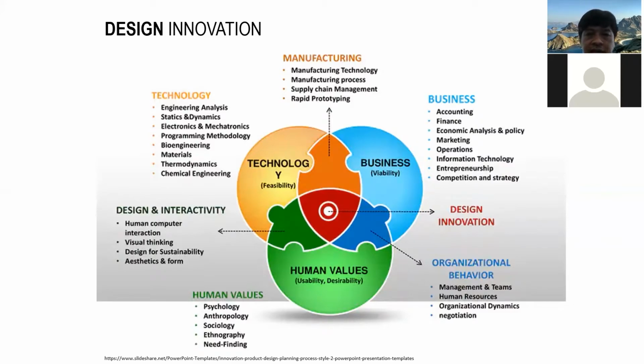This we can break down into several items like visual thinking, design for sustainability, aesthetics and form, and also human-computer interaction, for example. In the other situation, human value intersects with business, where business is for the viability of the product design. In the intersection between human values and business, we can see organizational behavior, including management and teams, human resources, organizational dynamics, and also negotiation.